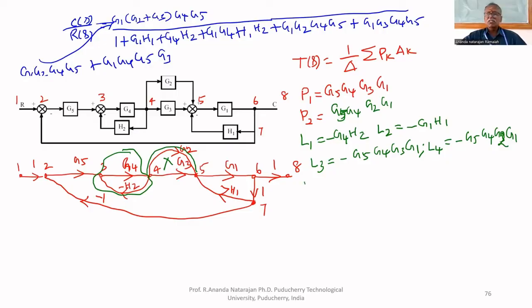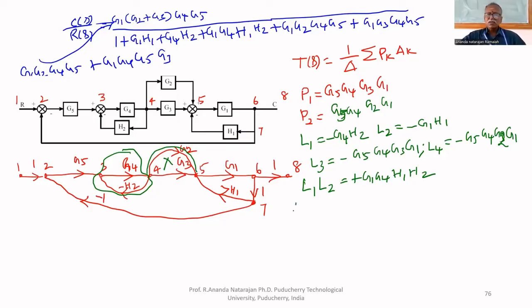That is G4, H2, what is that? G4, H2 is L1. G1, H1 is L2. L1 and L2 are two non-touching loops. What is the gain? Plus G1, G4, H1, H2. That's all. No three non-touching loops. Definitely no, because only two non-touching loops are there. So we can find the delta.